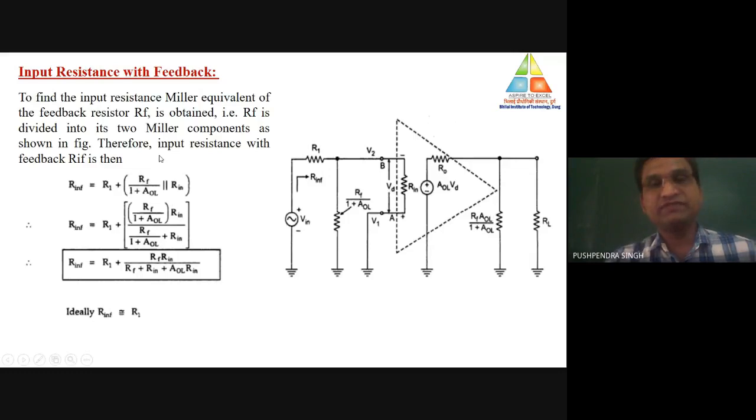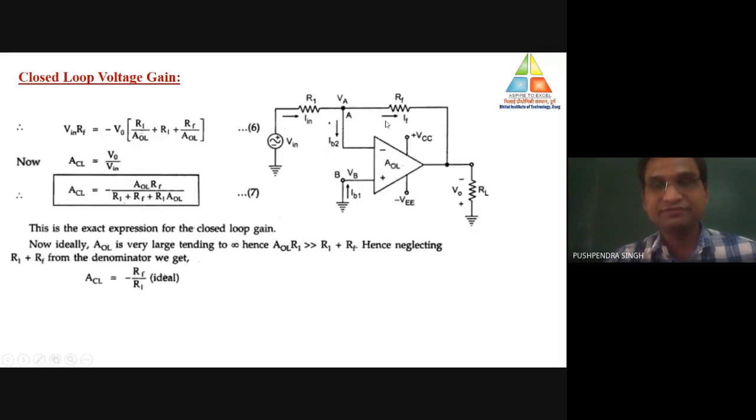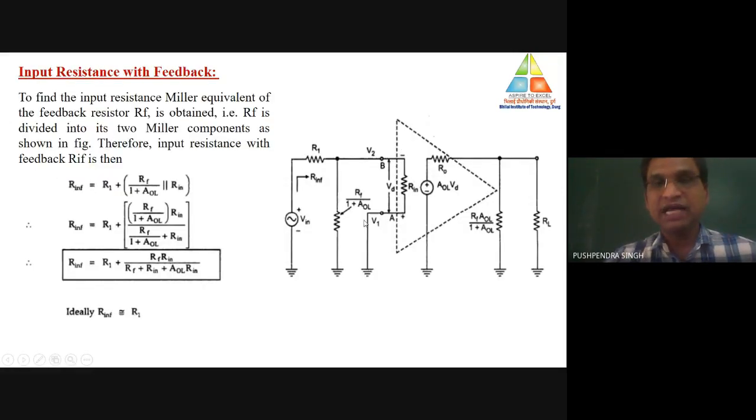Now second is input resistance with feedback. What is the value of input resistance with feedback? This is the modified circuit. How have we modified this circuit? It is modified from this one. For calculation of input resistance, this is your feedback element, which is connected from the output to the input terminal. For simplification of the circuit, or for the calculation of input impedance, just apply Miller's theorem. As per Miller's theorem, this resistance will be distributed to the input terminal and output terminal. With the help of Miller's theorem, I have simplified this circuit.